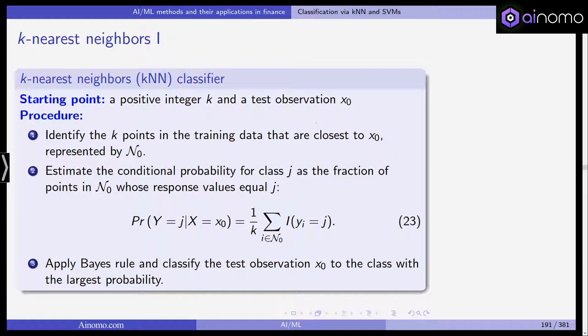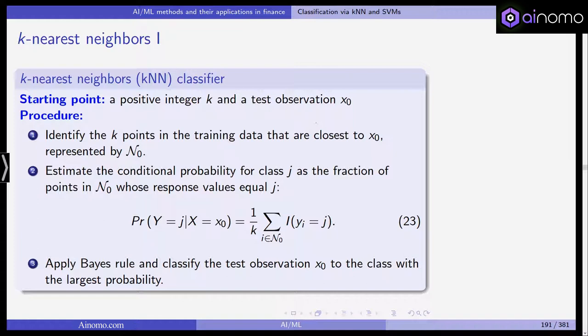Then we estimate the conditional probability. Note that this is not known ex ante, but we can estimate the conditional probability for class j as the fraction of points in the set N0 whose response values equal j. So the probability is estimated simply by taking the average of the indicator functions when looking at the observations in the vicinity of x0 that belong to class j. And this is why it's called k nearest neighbors.